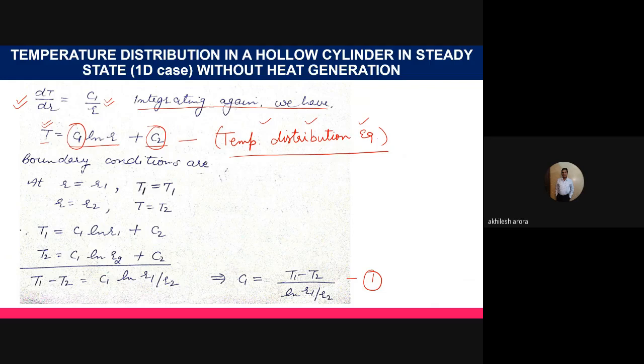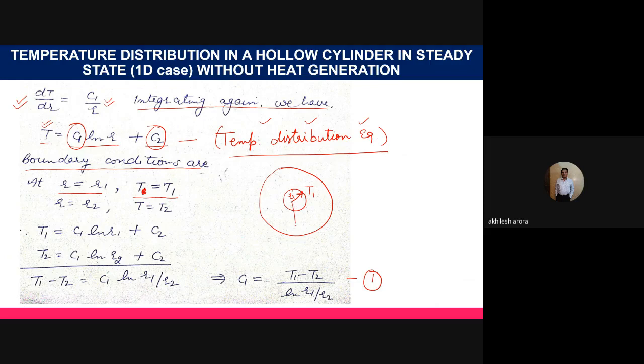And this is the basic temperature distribution equation with two constants C1 and C2. So once we get this temperature distribution equation, the next thing is to calculate the values of C1 and C2, and C1 and C2 can be calculated from the boundary conditions. The boundary conditions, as you know, when we were considering a hollow cylinder, we have considered that here the temperature is T1 and the radius is r1. So this is the first boundary condition, that at r is equal to r1, T is equal to T1.